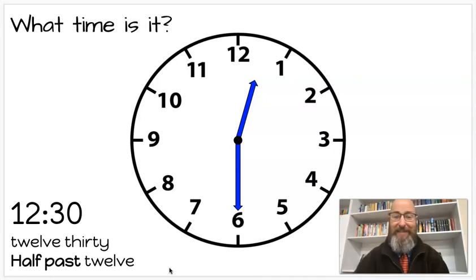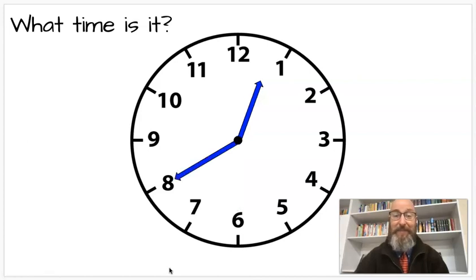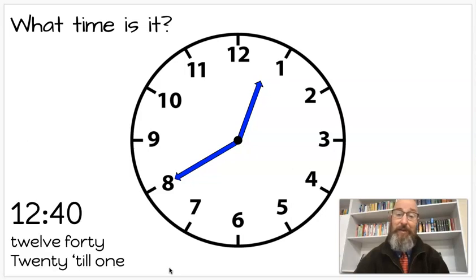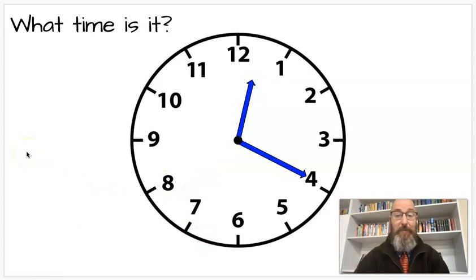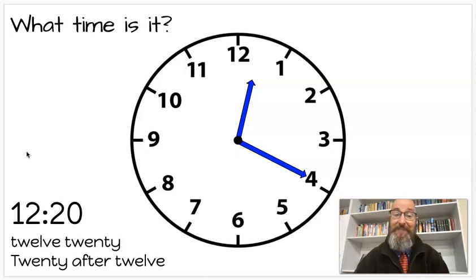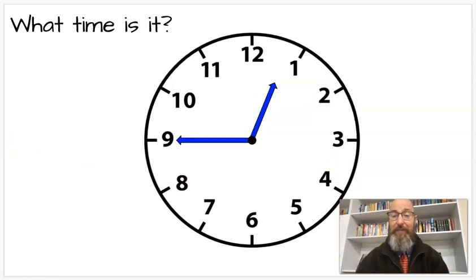12:30. Next. What time is it? 12:40. Very good. You're on the 8. That's 8 jumps of 5. What time is it? 12:20. I'm sure you're getting these correct. We're on the 4. See, 4 jumps of 5. 5, 10, 15, 20. 12:20.